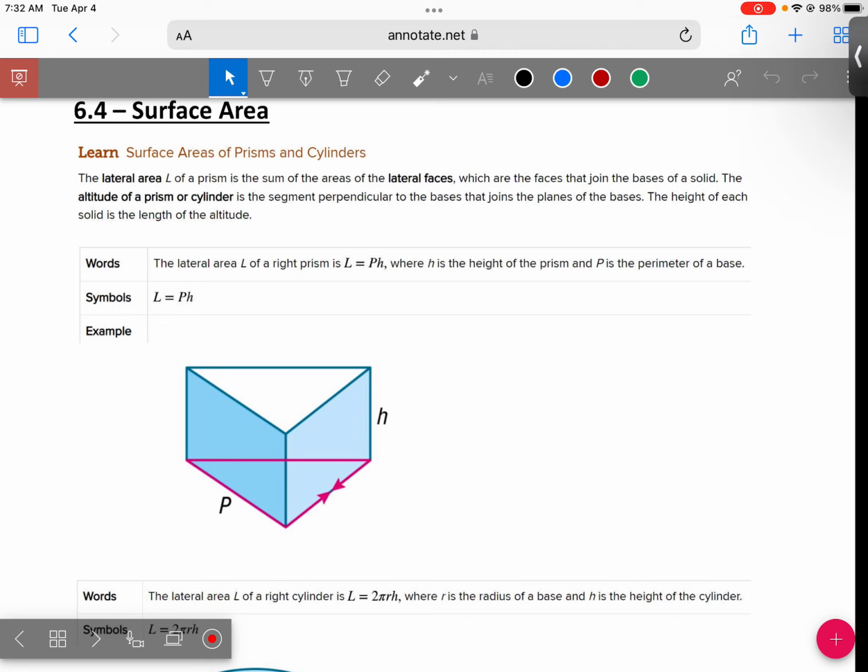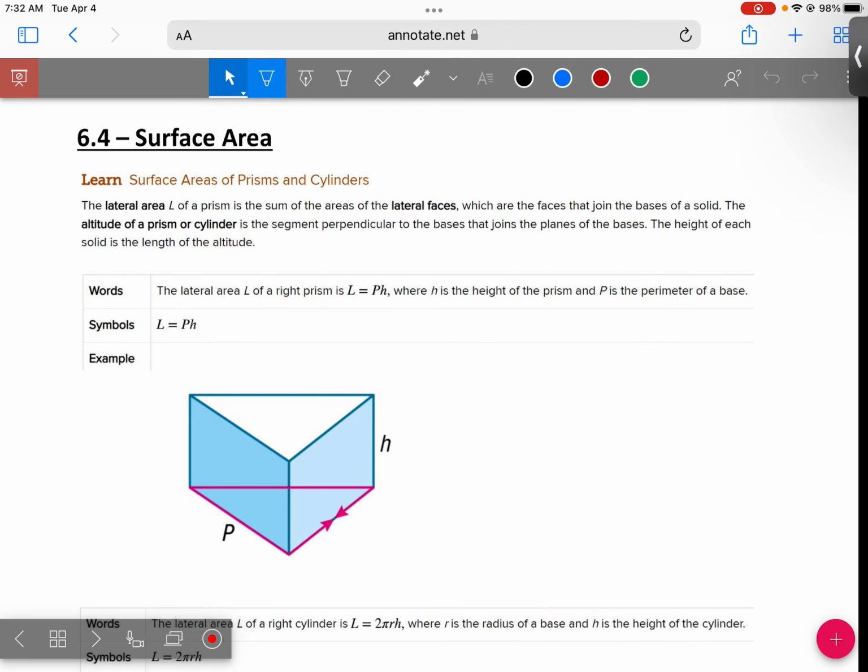All right, so it says the lateral area of a right prism is perimeter times the height, okay? So if we were to unfold this, maybe I should do this on here so people can see it, because I'm recording this. This is what we call a triangular prism. Okay? Triangular prism.